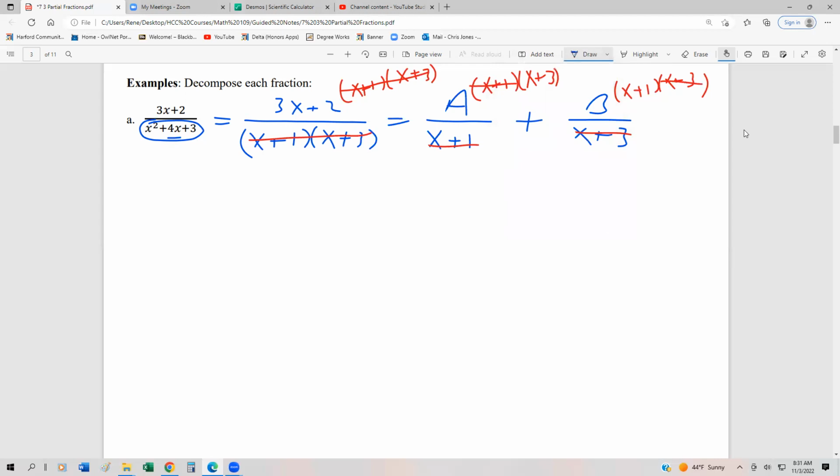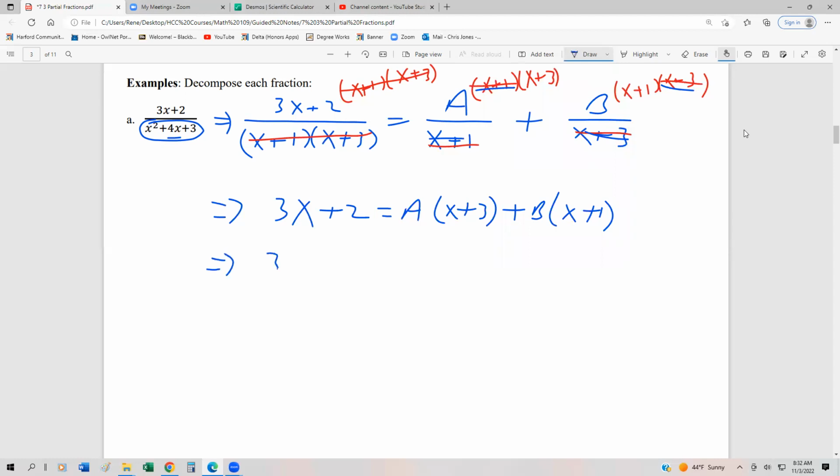So the resulting equation is 3x + 2 on the left-hand side, equal to A times (x + 3), plus B times (x + 1). Again, the (x + 3)'s cancel out, and everything cancels. Now I'm going to distribute the A and the B to both of those terms. So we get Ax + 3A + Bx + B.